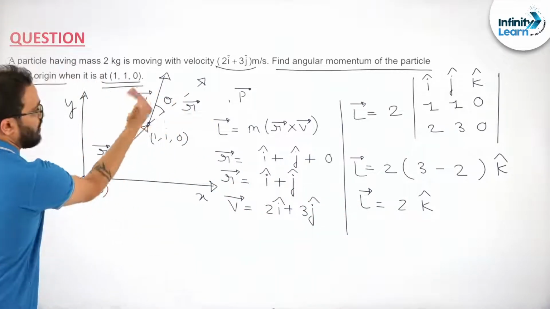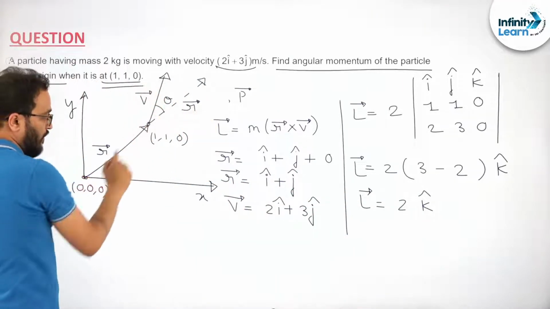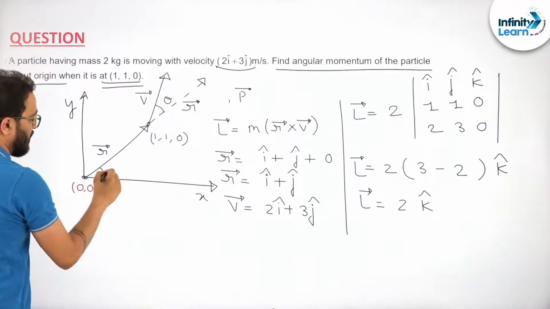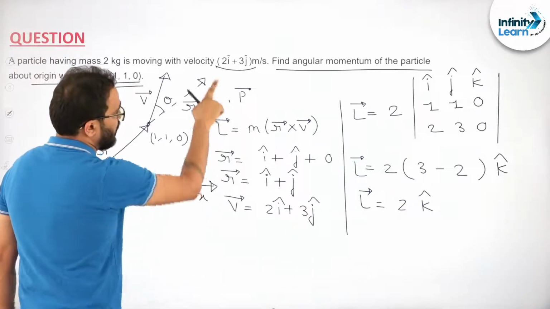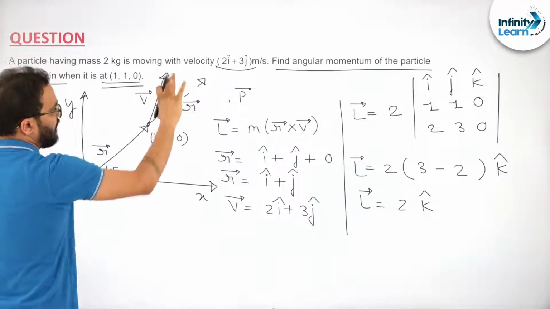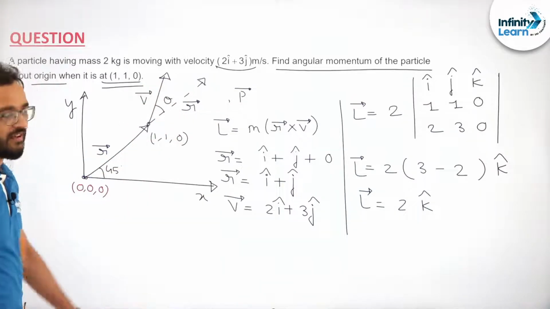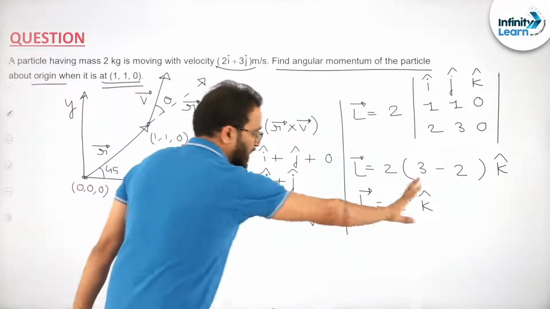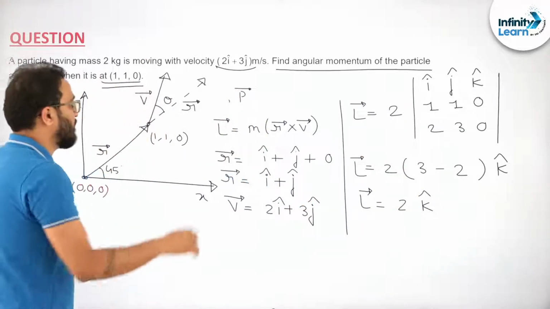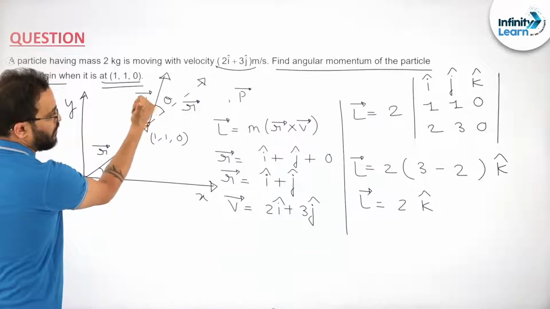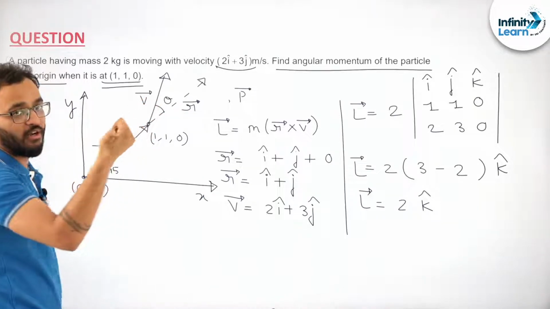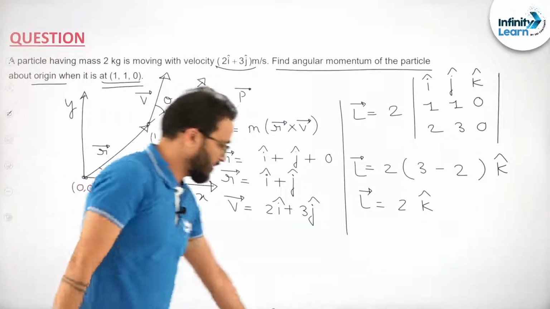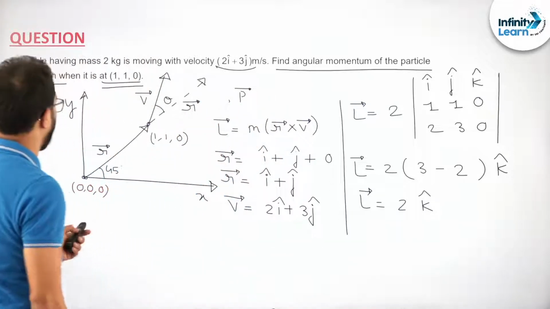So r cross v, if we do it, obviously this is (1, 1), so this is 45 degrees, and this is 2i cap plus 3j cap, definitely 3 by 2. So this angle will be greater than 45 degrees. So vector v will be here and vector r will be here. Anyways, vectorially you have got the answer, and when you do r cross v, this is where the vector is coming, that means along k cap. Do you understand this? Okay, so let's move ahead now.